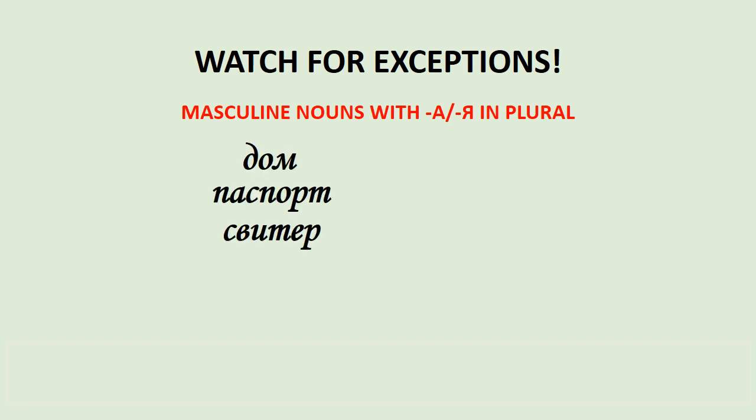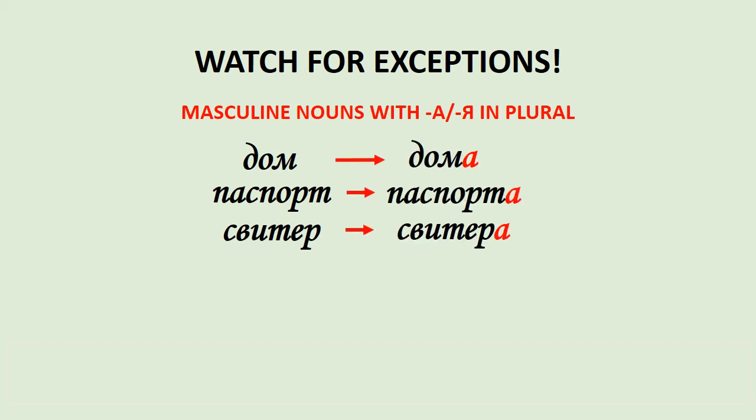However, while making plurals, you always need to watch for exceptions. There are several masculine nouns that get endings a or ya in plural. Let's look at some of the nouns we know. Дом – дома. Паспорт – паспорта. Свитер – свитера. You just need to memorize these ones.